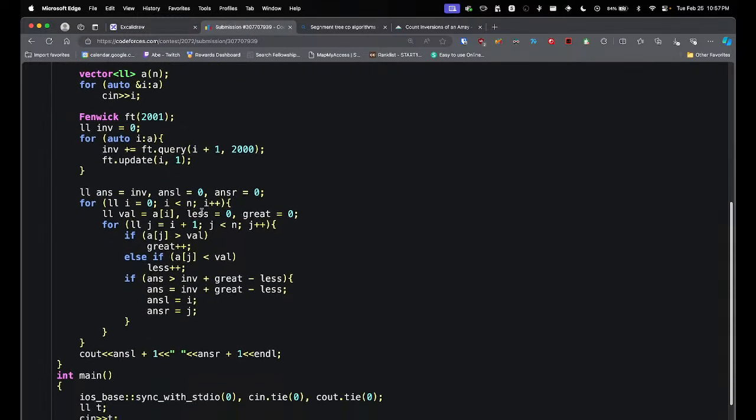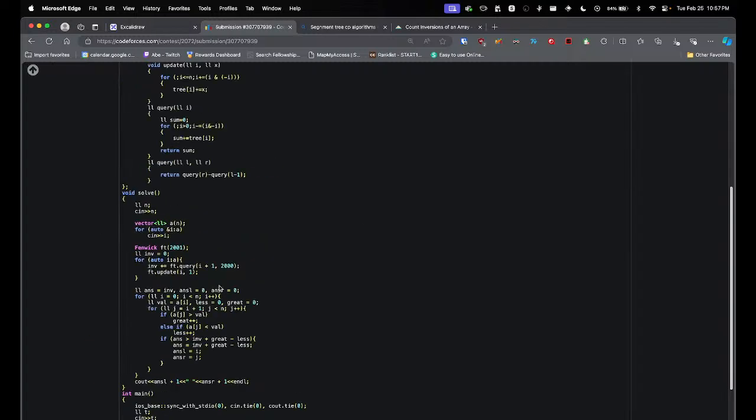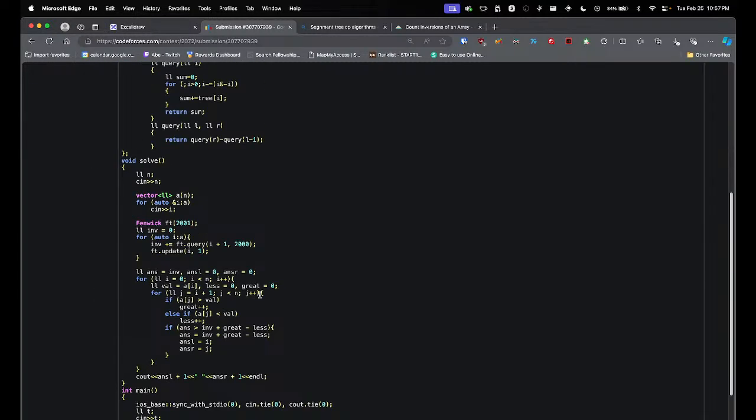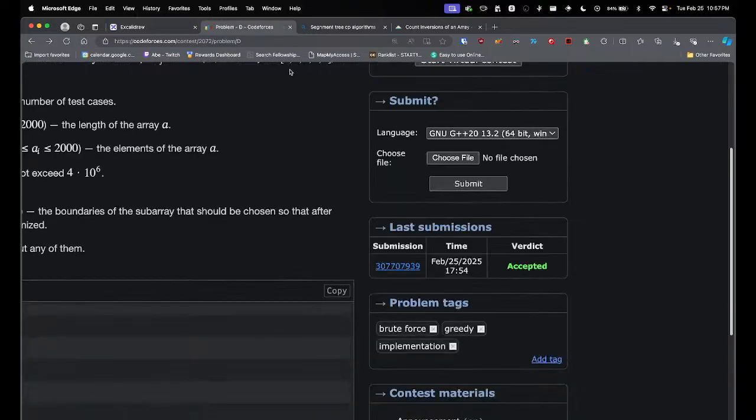Fair. I calculated inversion because I thought I had to print the answer. But then I checked, I had to print answer L, answer R. So I updated the code a little. Now moving on to E.